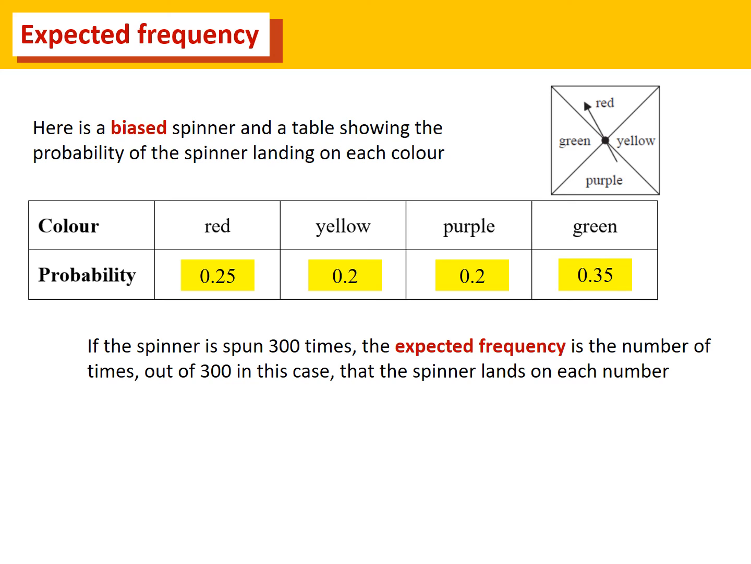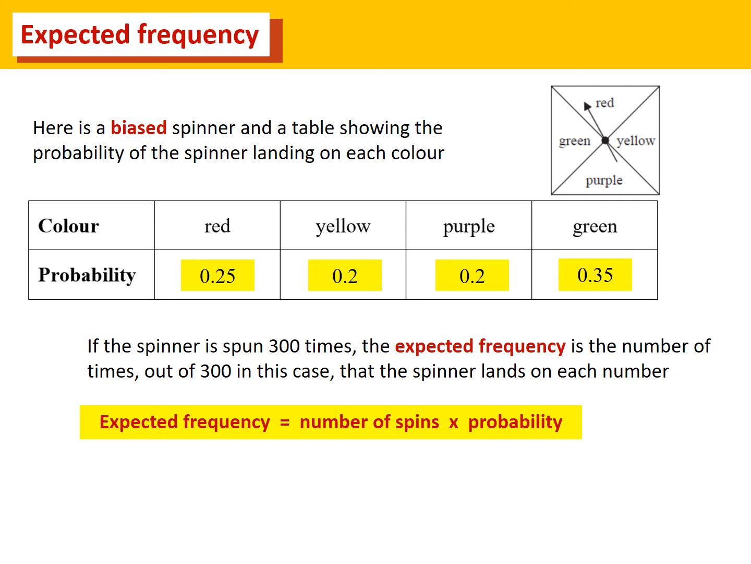Expected frequency is the number of times something happens. The expected frequency is finding out how many times we expect each of the colours to occur when we spin the spinner a number of times. Now in this case, we're spinning the spinner 300 times. And if we spun it 300 times, how many of each colour might we expect?